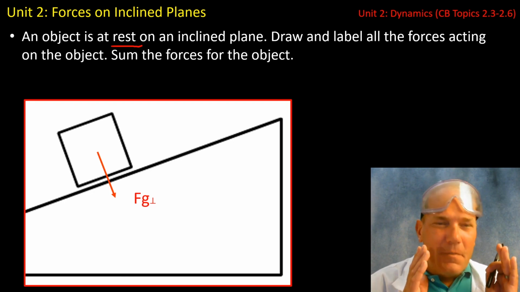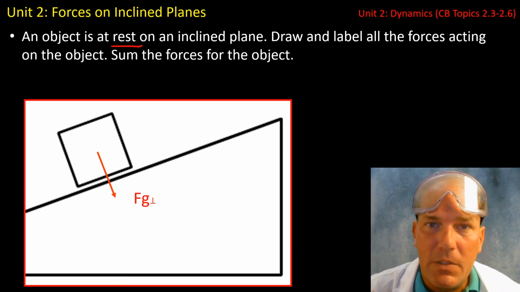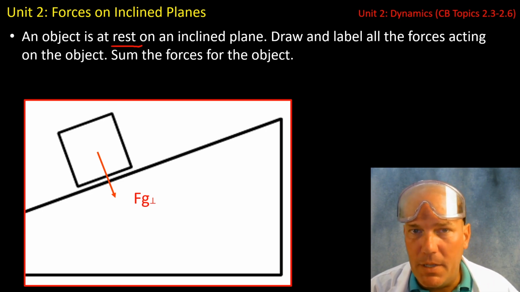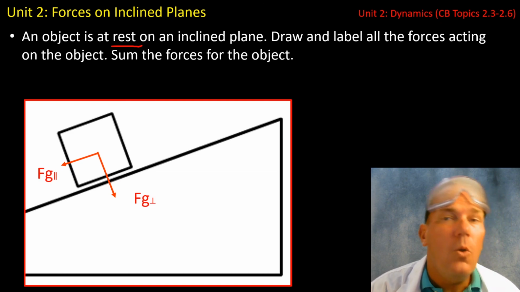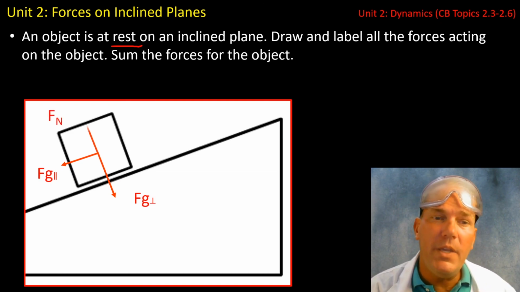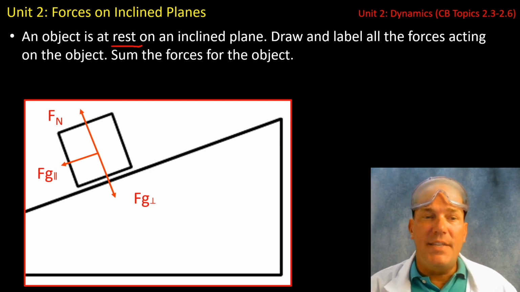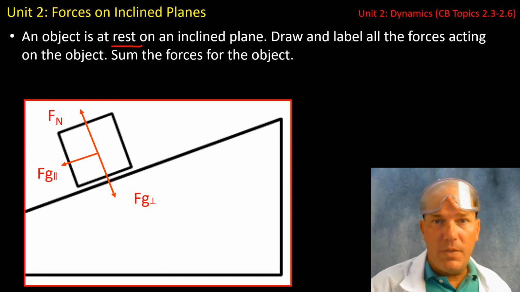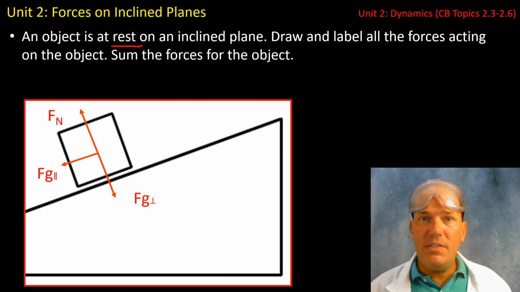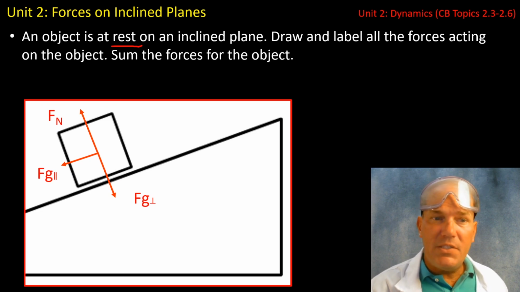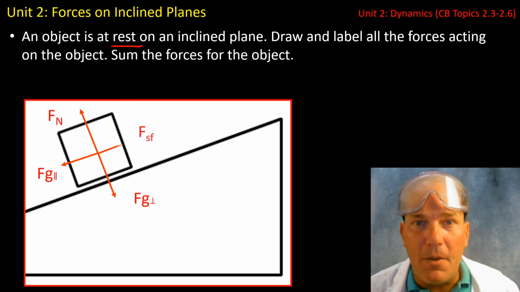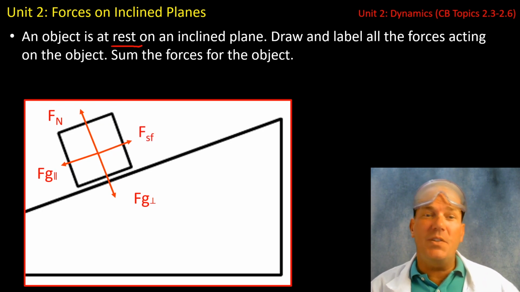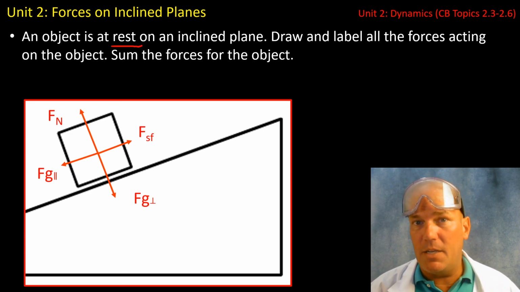All right, so first I'm going to resolve the force of gravity. We have force of gravity perpendicular, or mg cosine theta. We have the force of gravity parallel, or mg sine theta. We have force normal, which is at a 90 degree angle relative to the inclined plane. And because this object's not moving, there must be some force that is equal in magnitude, opposite in direction to the force of gravity parallel. And there is. It's the force of static friction, because this object is stationary on the inclined plane.